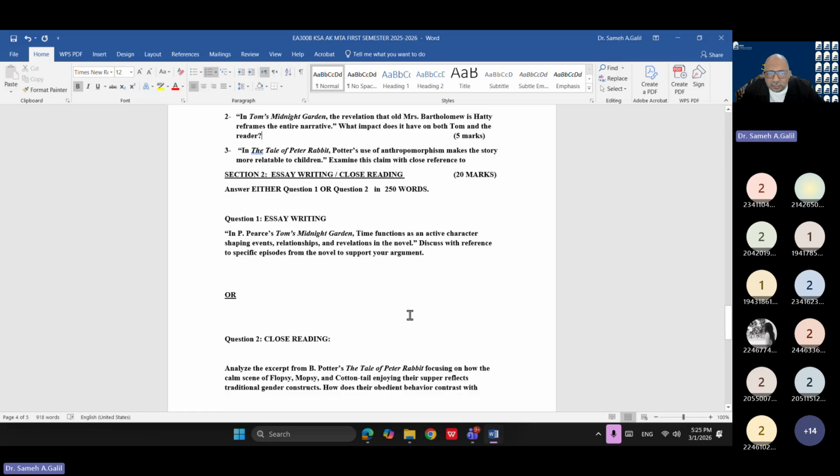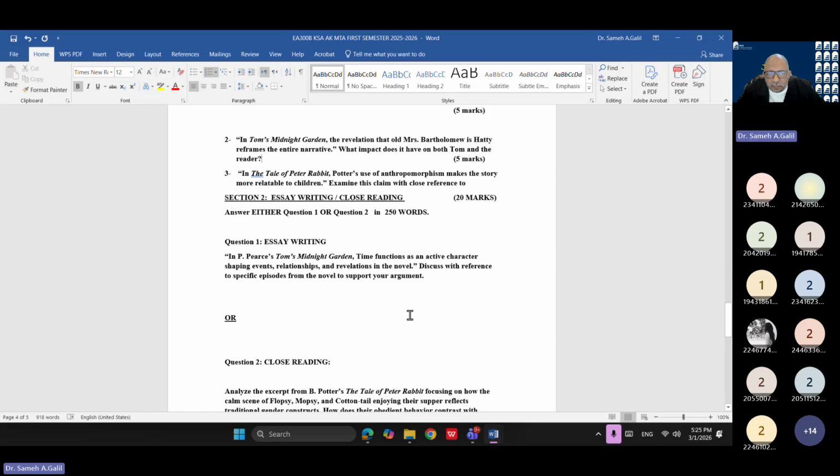And then you have: in The Tale of Peter Rabbit, Potter's use of anthropomorphism makes the story more relatable to children. Examine this claim with close reference. Yeah, that's the end of the question. In The Tale of Peter Rabbit, Potter's use of anthropomorphism makes the story more relatable to children.